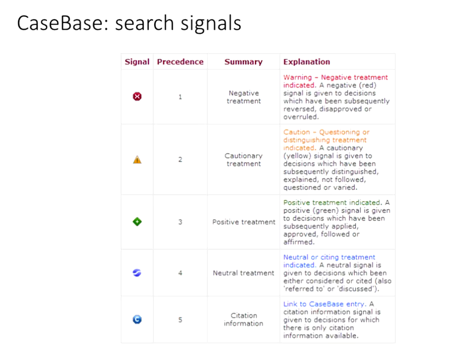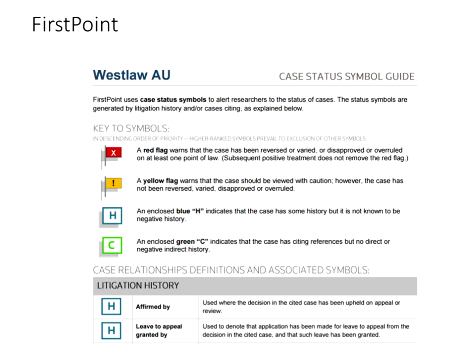The neutral treatment that we referred to as being considered or cited, discussed, referred to, etc., is just a wavy line in the middle. And the very bottom one is that there's a link to a case-based entry, so for citation purposes and things like that. But there's only citation information available. So become familiar with those and make sure that you do understand how they relate to the subsequent treatment of a decision later down.